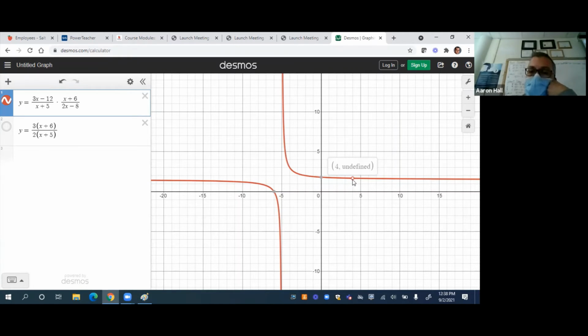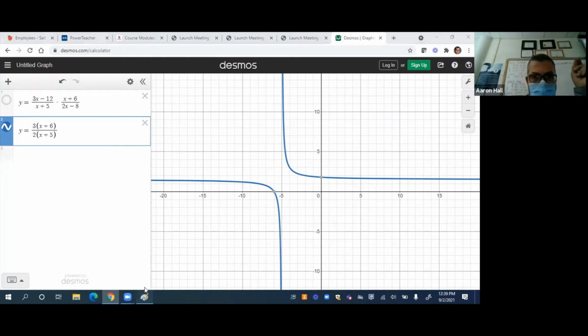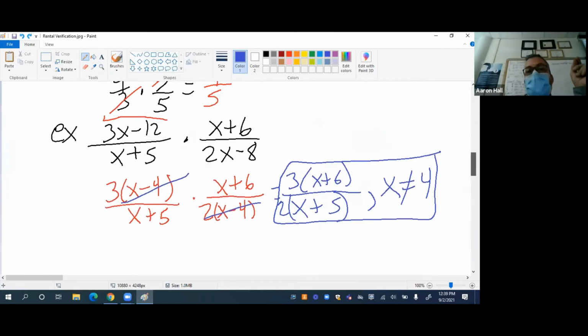Does that hole at 4 exist for the blue graph? No. Let's look at the blue graph. I'm going to go over to 4. X is 4. Does the hole exist for the blue graph? No. So to say that both of these, let's see, let me go back. To say that both of these expressions are equivalent, do you see I have to have this?